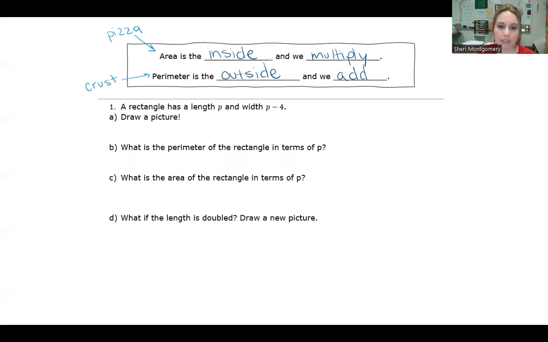First question, a rectangle has a length of P and a width of P minus 4. Our first step for most of the problems we're going to do today is to draw a picture. So let's draw a picture. It says it's a rectangle, so let's draw a rectangle. Doesn't have to be perfect. We're just drawing a rectangle.